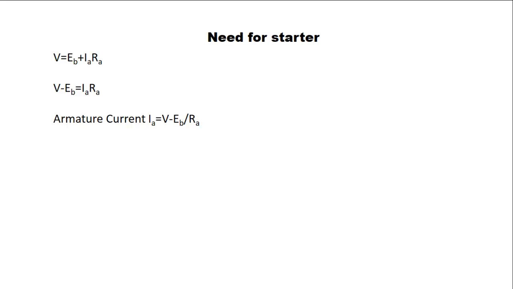At the time of starting, the armature conductors will not be rotating, they will be at rest. So there will not be any relative motion between the magnetic flux and the armature conductors. So the back EMF will be equal to 0. So at the time of starting, EB is equal to 0. Substituting this value of EB, which is equal to 0, in the armature current equation, we get Ia equal to V by Ra.